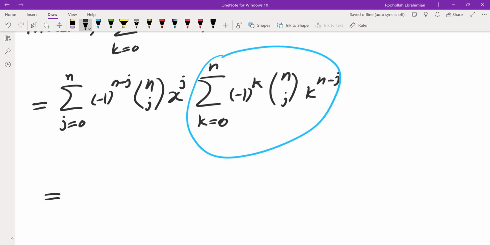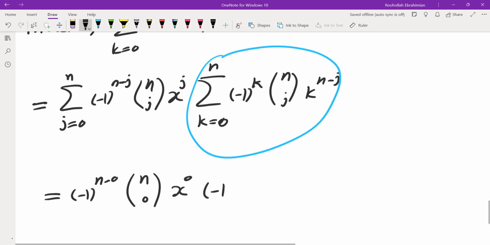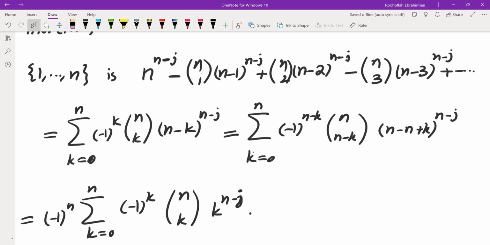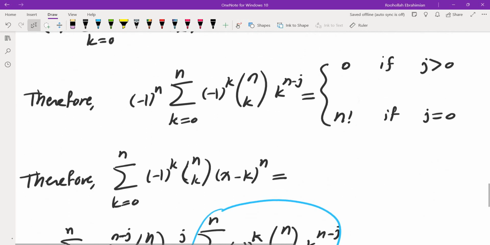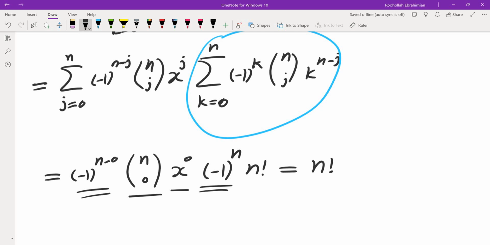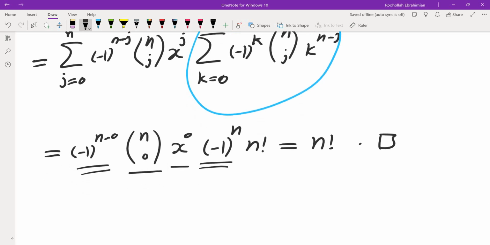So when j is 0, we get negative 1 to the power of n minus 0, n choose 0, x to the 0, and the sum we found out is negative 1 to the power of n times n factorial. So I'll just substitute that here, negative 1 to the power of n times n factorial. Now this is 1, this is 1, these two are 1, so that's just n factorial. And that finishes up the proof.